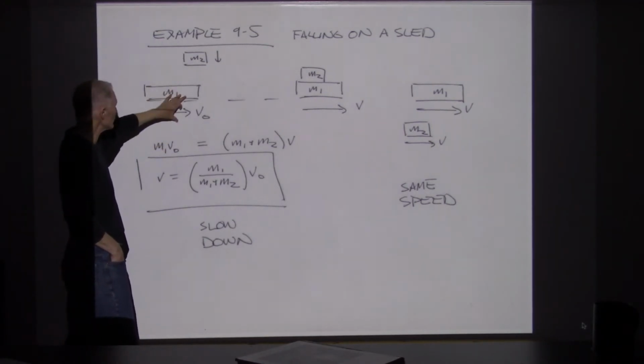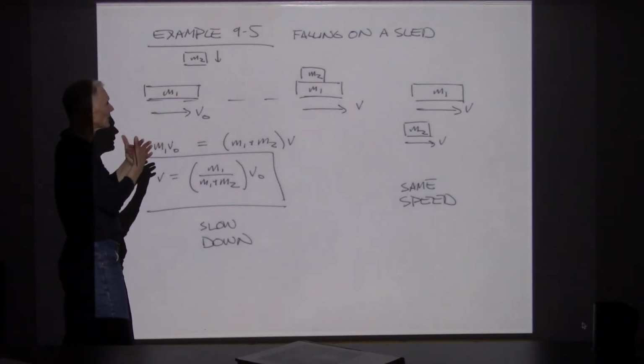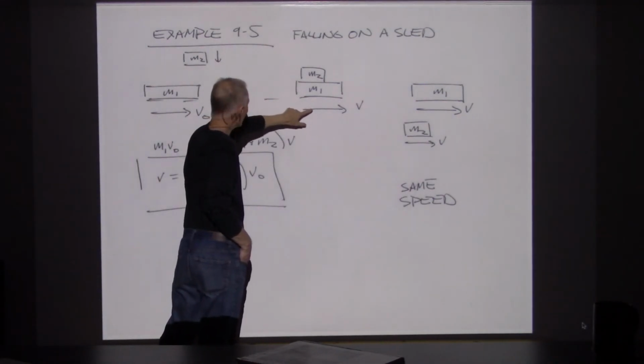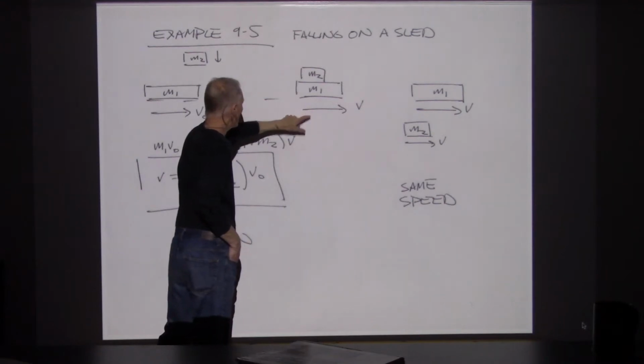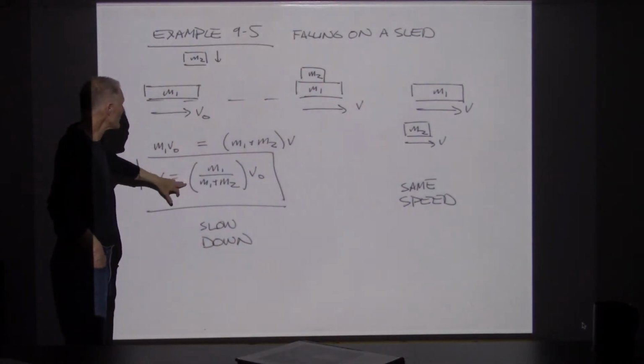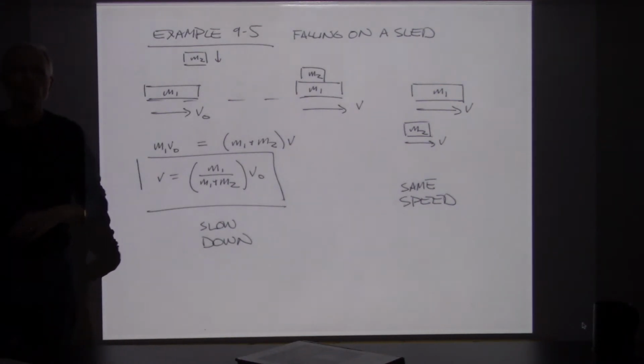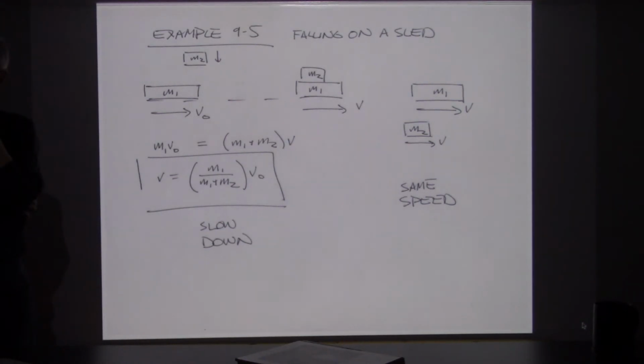And then once the two objects are stuck together, we have M2 and M1, and they're going to be moving off at some speed. That's going to result in a slowdown. The sled will actually slow down. So that's kind of interesting.